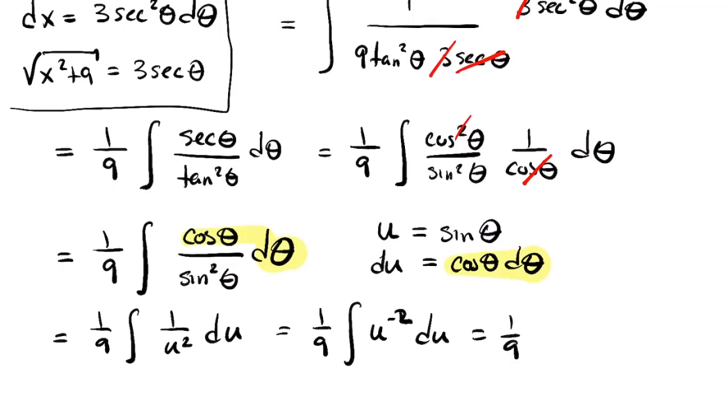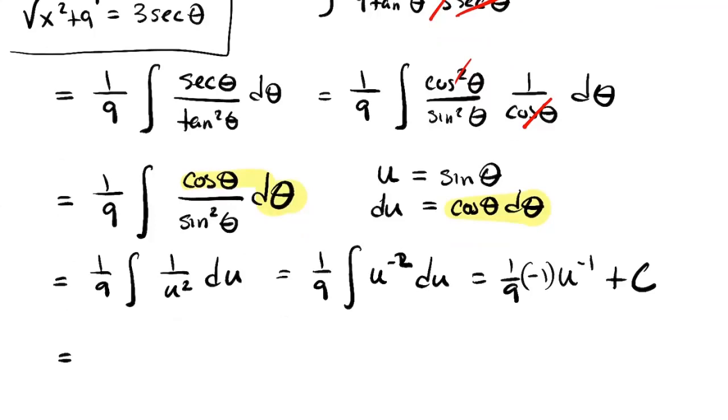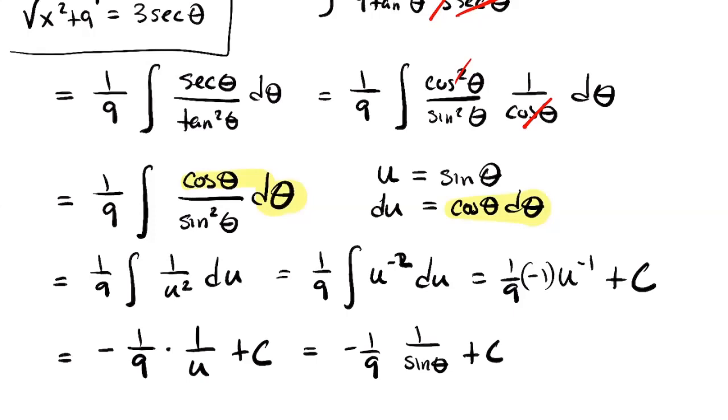The antiderivative for that is: increase the exponent by 1, divide by the new exponent. Done integrating, so I add my constant. And finally, in terms of u anyway, I can write that this is 1 minus 1/9, times 1 over u plus c. And what was 1 over u in terms of theta was 1 over the sine of theta. So I can write that as minus 1/9 cosecant theta plus c.